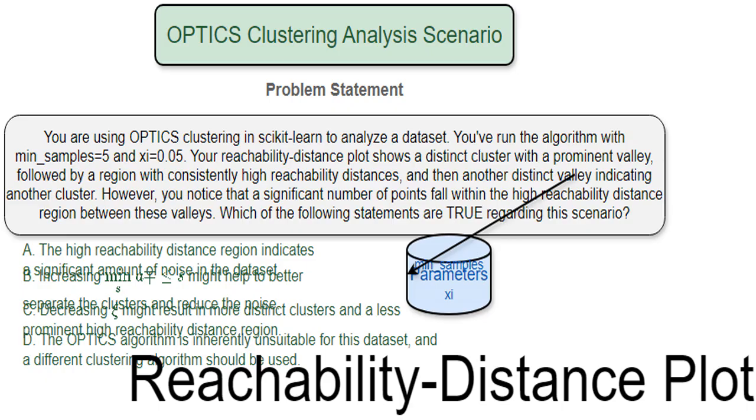This is a visualization created by the optics algorithm. It shows how far each data point is from its neighbors. Valleys in the plot represent clusters, while high points signify regions where points are distant from each other, often noise. Think of it as a landscape. Valleys are towns and mountains are unpopulated areas.